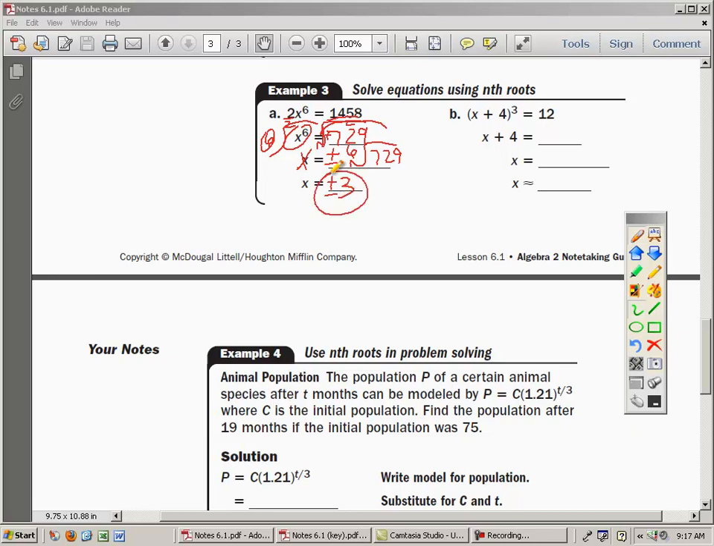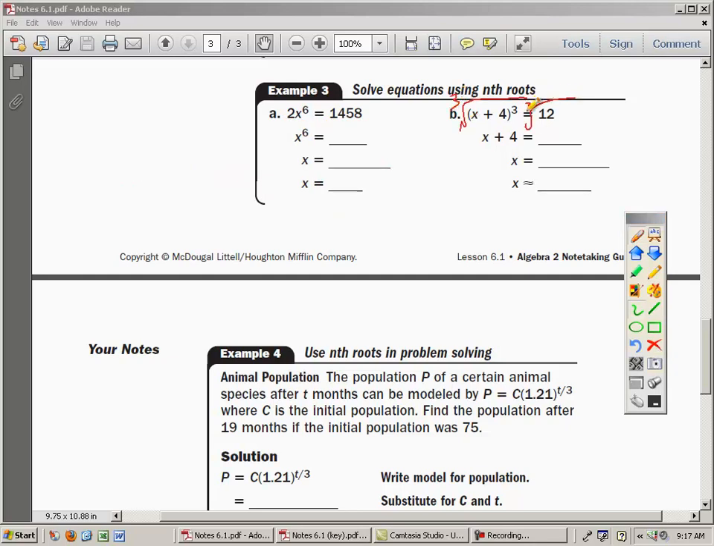So what we're saying is if I take positive 3 to the 6th power and multiply it by 2, I'm going to get 1458. If I take negative 3 to the 6th power, that's also going to be positive 729, and I multiply that by 2 and I get my 1458. Okay? All right, we don't have to consider two possibilities here.